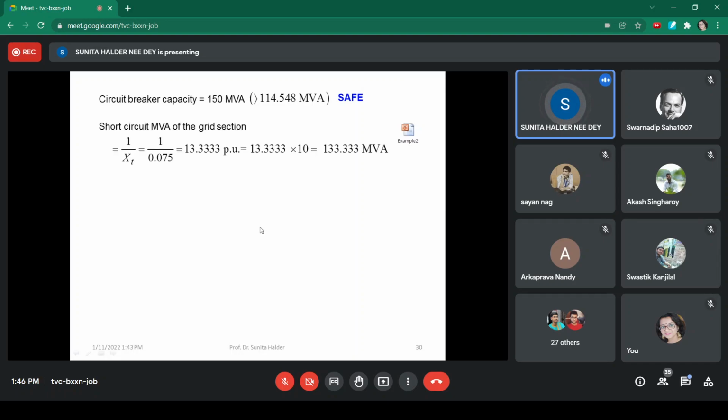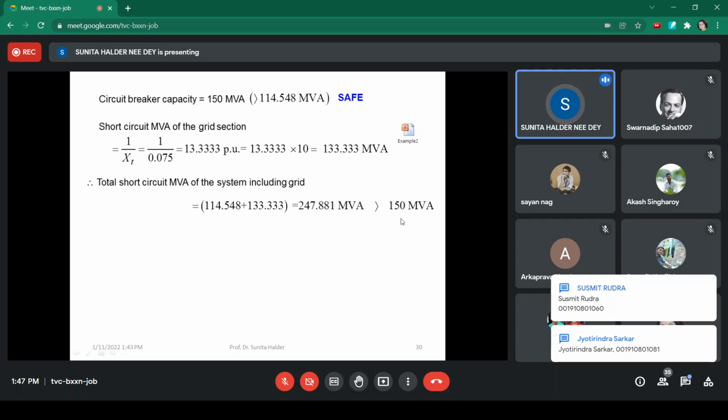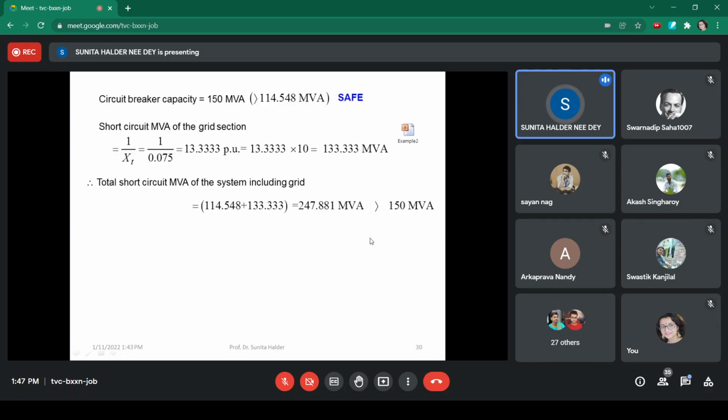Now, if we consider the grid section, the transformer has this much of reactance, so this will be the MVA. So total MVA will be additive. Now you see it becomes 247.88, much higher than 150 MVA. So if we do not use this reactance, then we cannot use this 150 MVA circuit breaker, because the circuit breaker will be affected by this 247 MVA if there be any fault at that bus, or near to that bus.